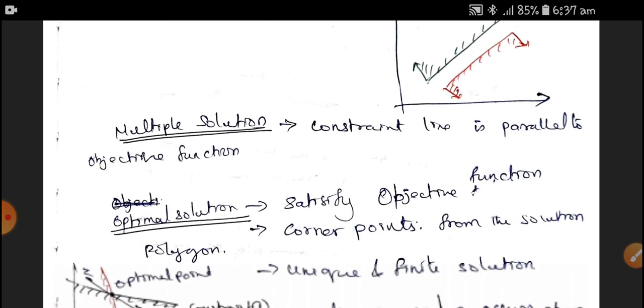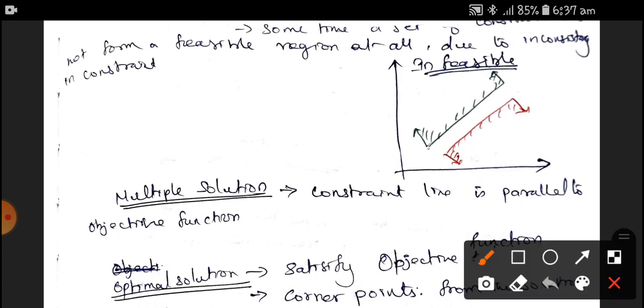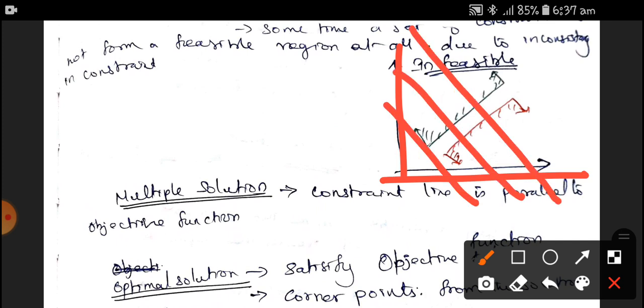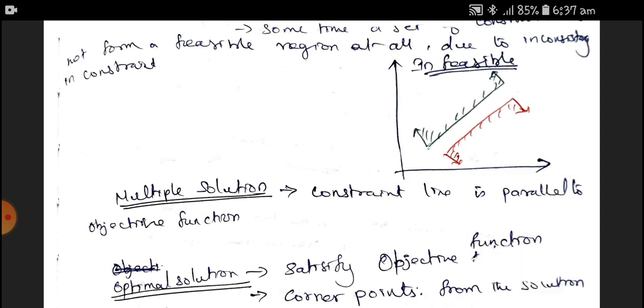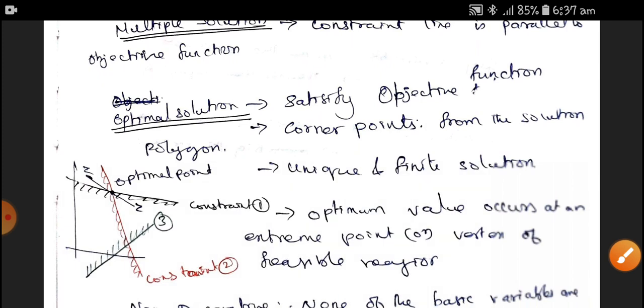Or if it has multiple solutions, that is, the constraint lines are parallel to the objective function. So this is the objective function. If I have a large number of solutions which are parallel to the optimum solution, that is called a multiple solution.